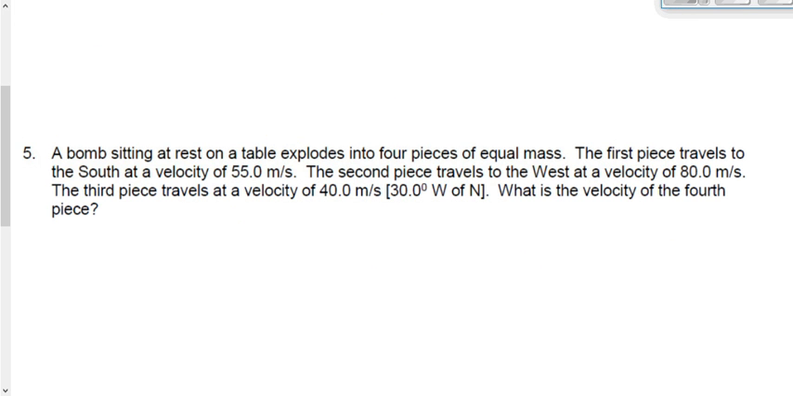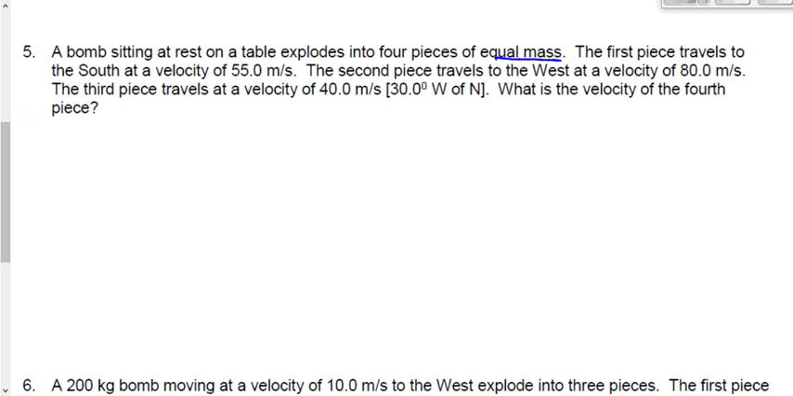Okay, number 5 says a bomb sitting at rest on a table explodes into 4 pieces of equal mass. Oh, this is the one. Yeah, this is the one that I like, right? Equal mass, because we know right away the mass is going to end up canceling out. But the downside to it is that I have 4 pieces, so there's a little bit more work that way. Let's draw the situational diagram here.